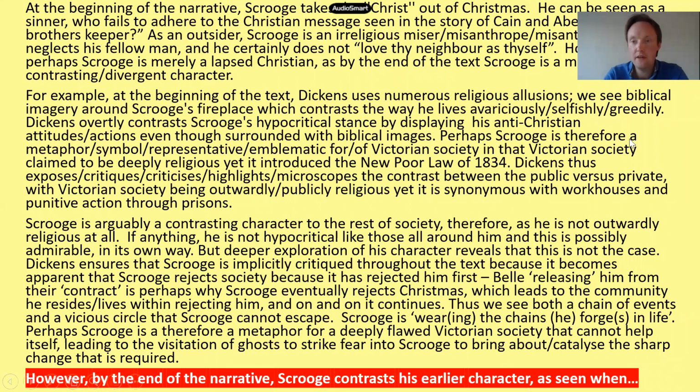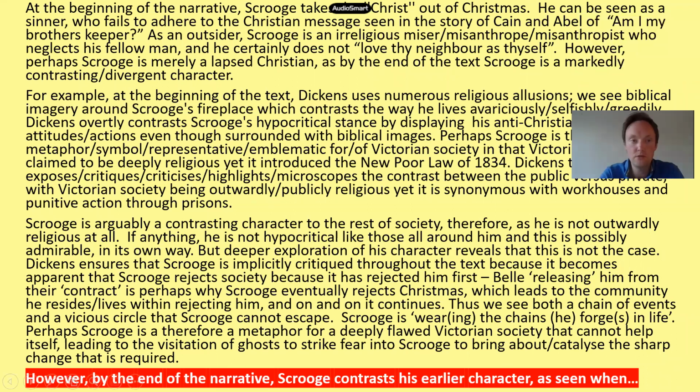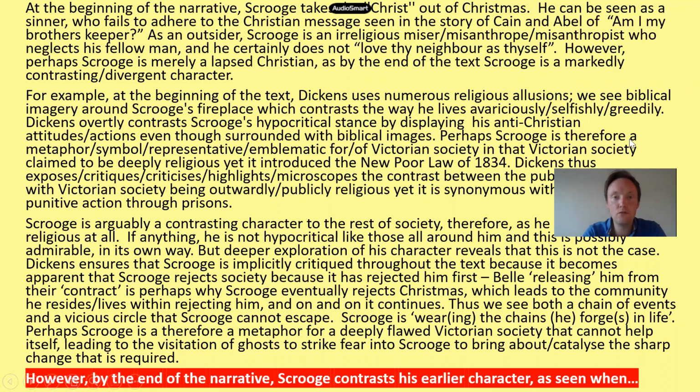So here we have an essay which continues. At the beginning of the narrative, Scrooge takes the Christ out of Christmas. He can be seen as a sinner who fails to adhere to the Christian message seen in the story of Cain and Abel of 'Am I my brother's keeper?' As an outsider, Scrooge is an irreligious misanthrope who neglects his fellow man, and he certainly does not love thy neighbour as thyself.